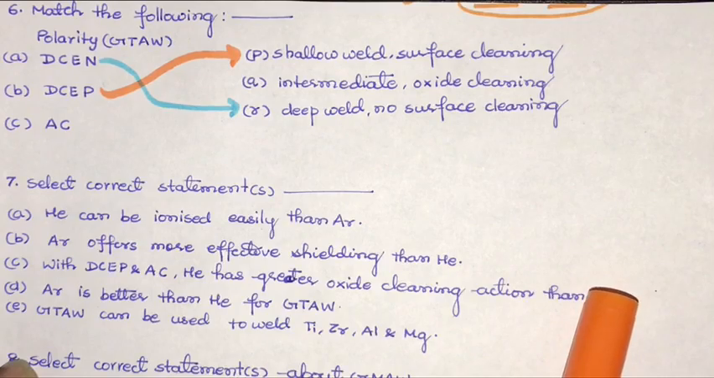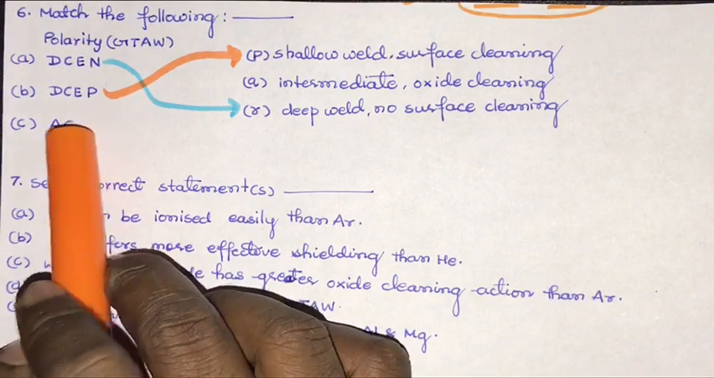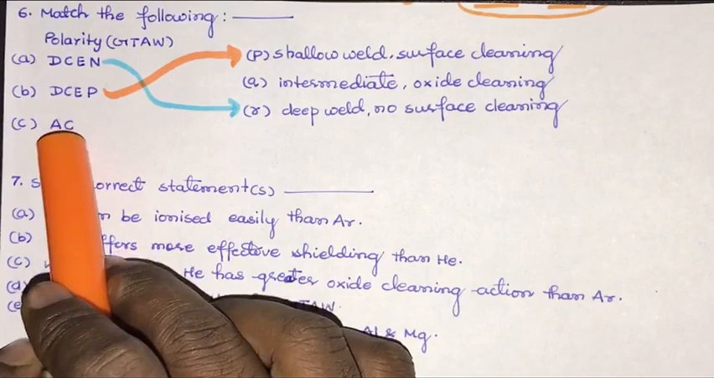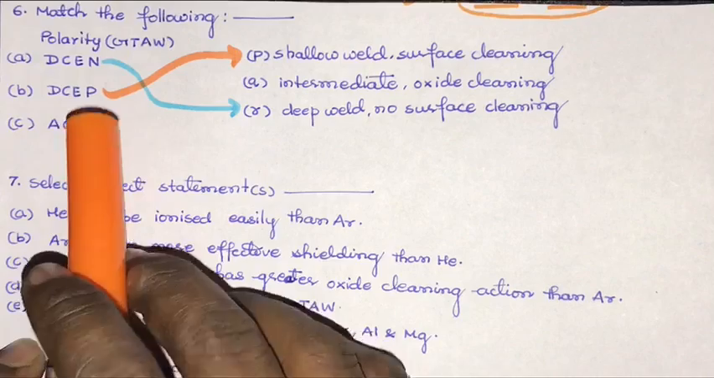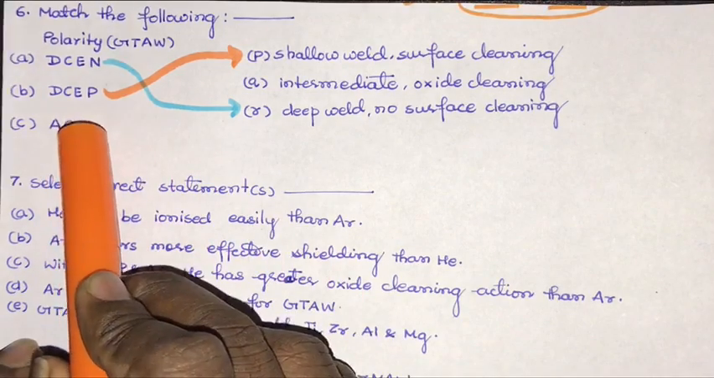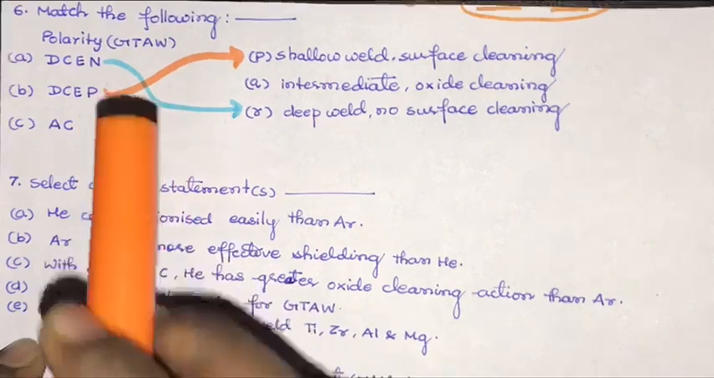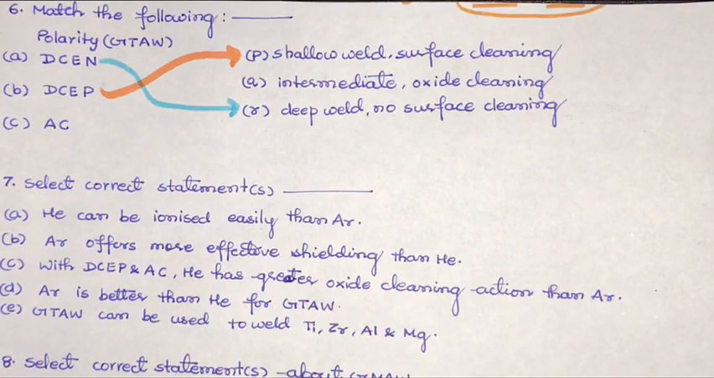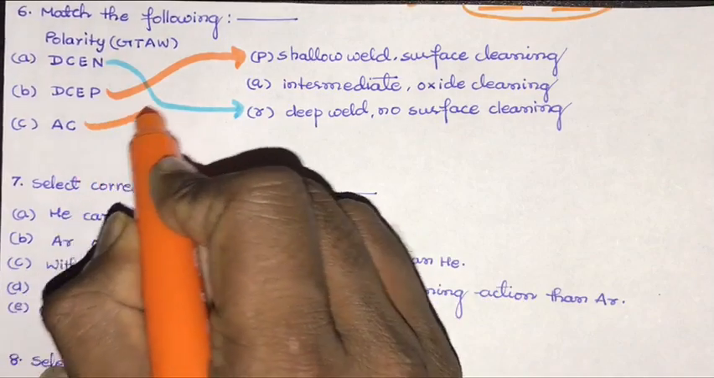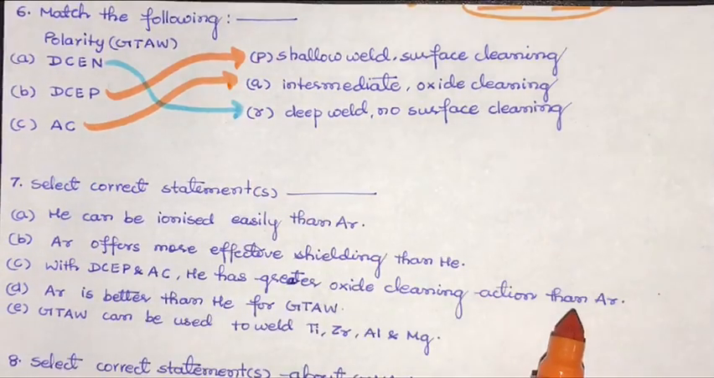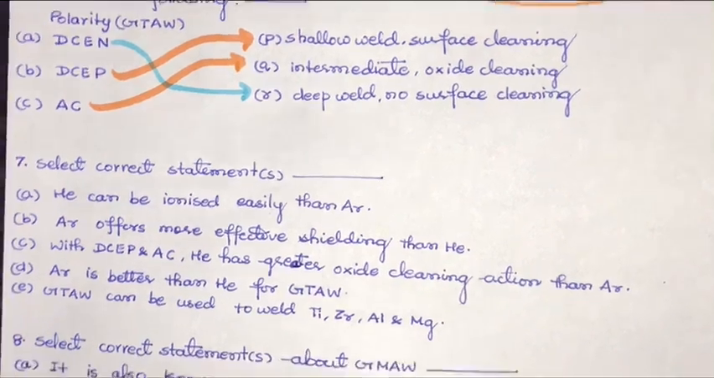Now coming to the AC, that is the alternating current, and it has reasonably good penetration and oxide cleaning action also. So in AC we can get both good penetration as well as oxide cleaning, and it is often used for aluminum alloys. So this is the correct match here. Coming to the next one.